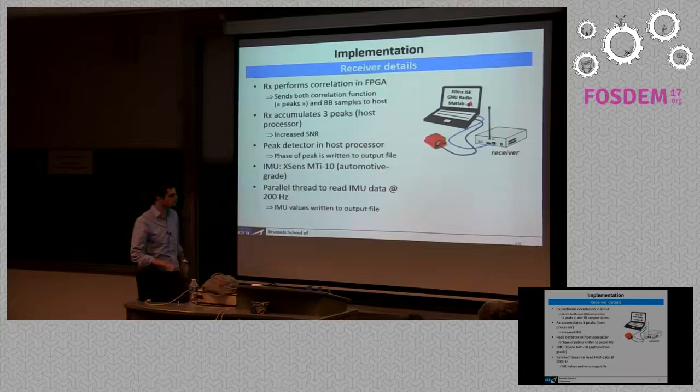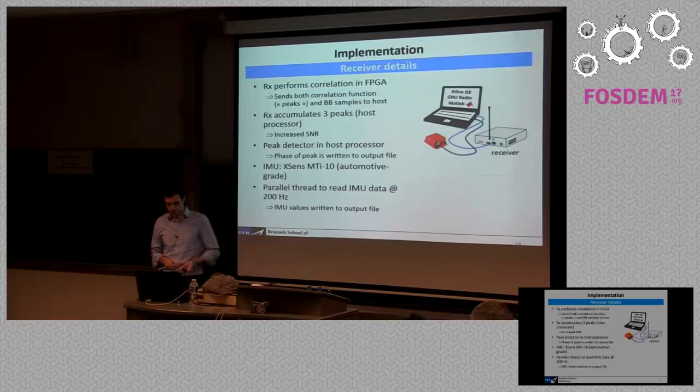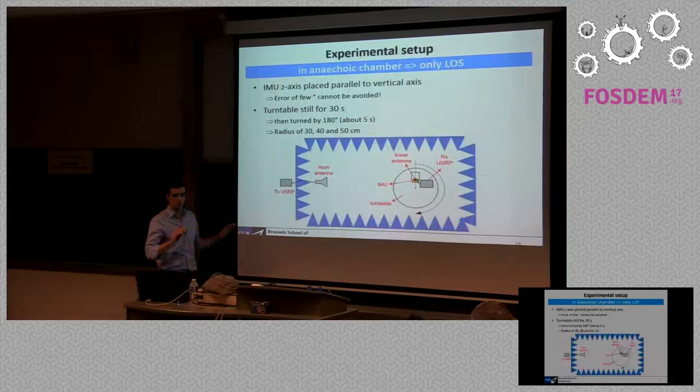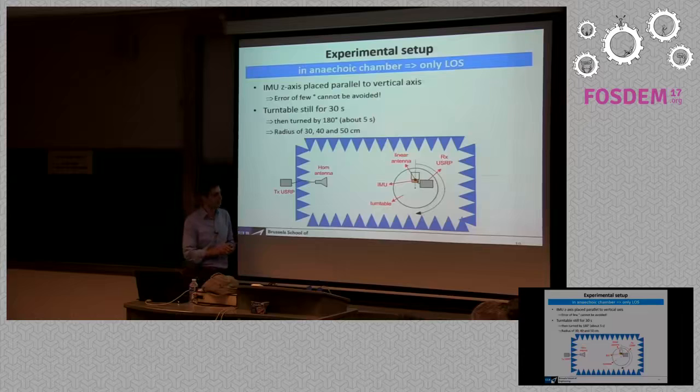So the IMU is reading data at a fairly low rate compared to our radio. And that's it. So how do we do the experiment to test out if all this theory actually works? Well, we go to an anechoic chamber to do some very clean, controlled environment experiments. First, we don't have any multipath, so that's always nice when you want to try out something for the first time. And especially because we have the turntable of the anechoic chamber.